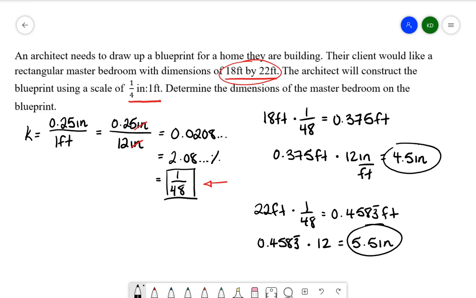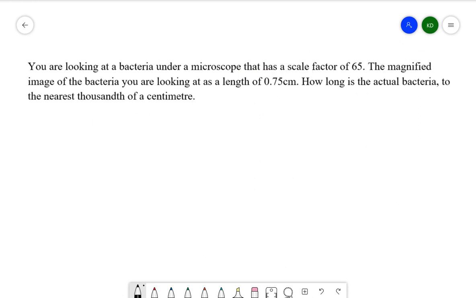Let's try another example. You are looking at a bacteria under a microscope that has a scale of 65. The magnified image of the bacteria you are looking at has a length of 0.75 centimeters. How long is the actual bacteria to the nearest thousandth of a centimeter? Okay, so what we have is that it's going to enlarge it by a scale of 65. So what we are seeing when I look into this microscope is something that has a length of 0.75 centimeters. That, of course, is not the real length of that bacteria. That is just what has been magnified for me.